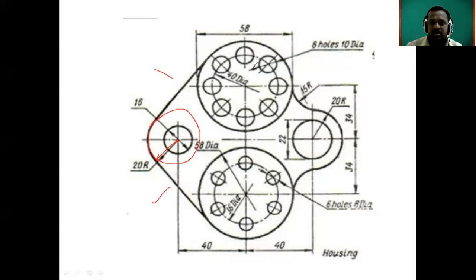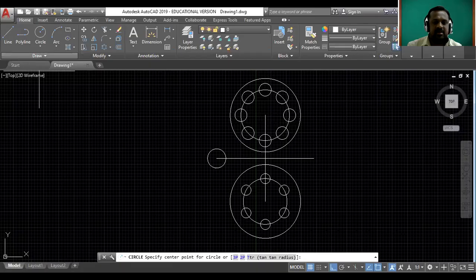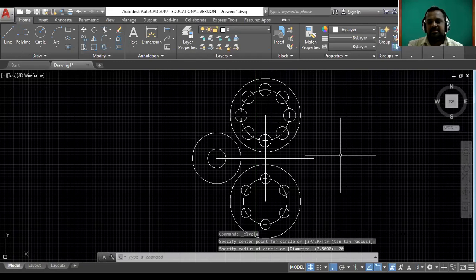Yes, may I write? Yes, please. Then just remember the dimension R20. They have given R20. Make a click on the circle, select the radius circle. Here, make a click and draw the circle of R20.